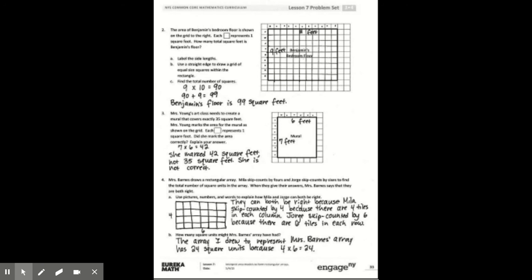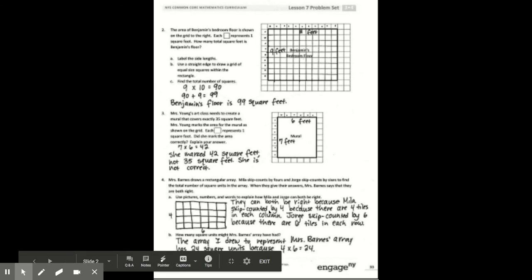So you could have done this a different way than here, but I just want to explain this way. So 4 on this side, 6 on this one. So they both can be right because Mila skip counted by 4 because there are 4 tiles in each column. So 1, 2, 3, 4. George skip counted by 6 because there are 6 tiles in each row. 1, 2, 3, 4, 5, 6.